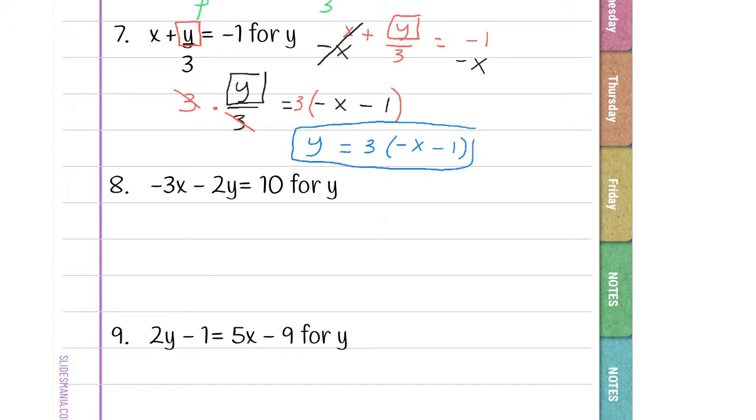And I'm actually not done because I need to do what now? I want to get rid of that parentheses, so I need to distribute. So y is actually equal to, what's 3 times negative x? Well, that is negative 3x. What is 3 times negative 1? Well, that is negative 3. Now I'm done. You always want to make sure you simplify.